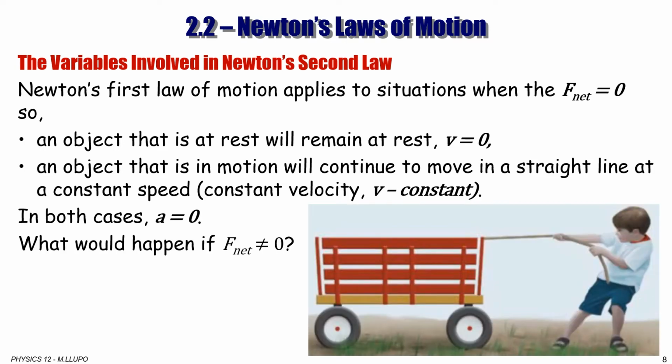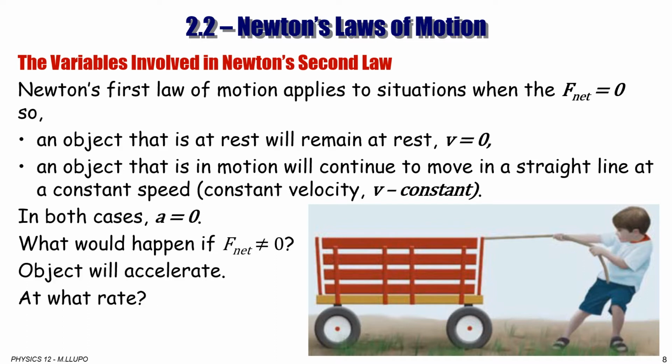What will happen if the F net is not 0? What will happen if we apply a force, an unbalanced force, on an object? The answer will be the object will accelerate. So at what rate?